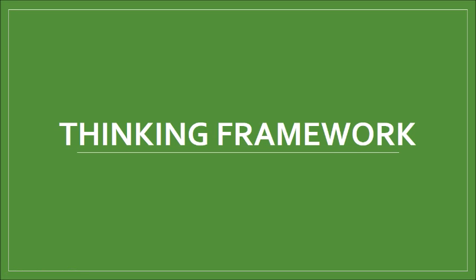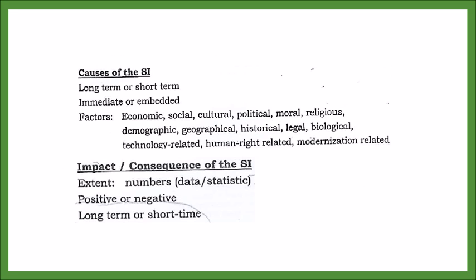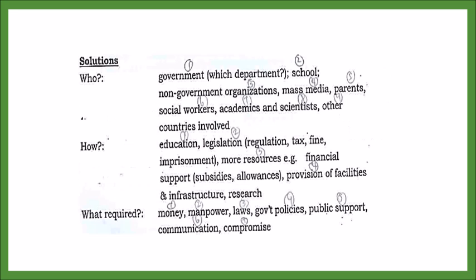For the thinking frameworks of task 2, you can think about who, where, when, and what. If you have to talk about the cause of a particular issue, you may talk about the economic, social, cultural, political, moral, and religious aspects of the issue. And then you may talk about the impact in a positive or negative way. Also, when it comes to solutions, you may talk about different stakeholders like government, school, or non-government organizations.